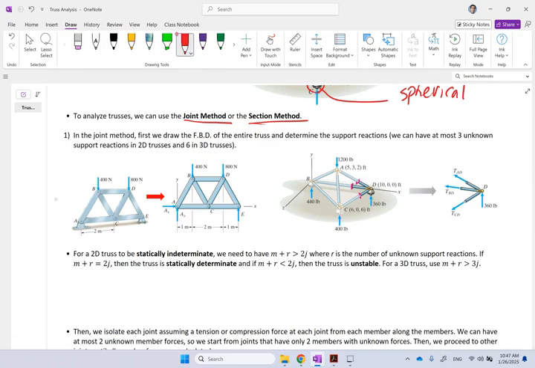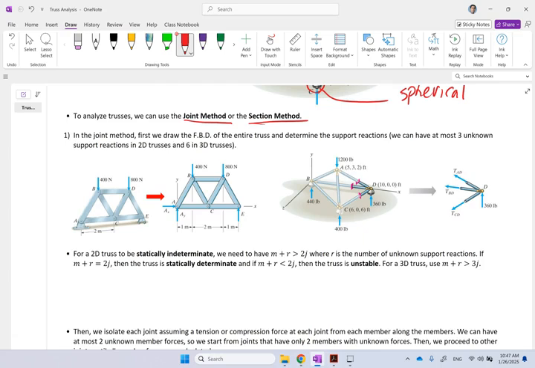let's look at 2 different ways that we use to analyze trusses. And by analyzing, again, I mean finding the forces within each member in general. Now, sometimes we don't need all of the members. We just need a few members. That's where we use the section method. Sometimes we use the joint method to find all of them, or again, some of them.